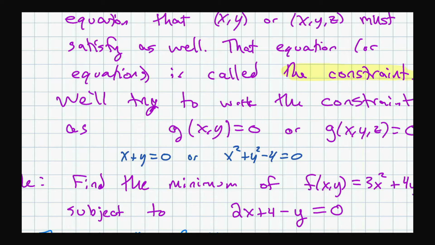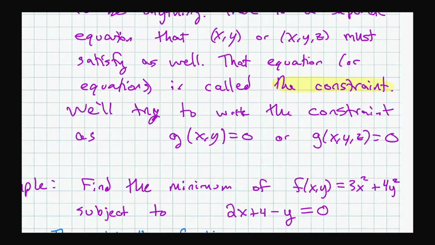Do you see? So whatever you have, you can always just move everything to one side of the equation and get a 0 over there on the right. And that's going to give you what we call the constraint. Okay, so we're going to just do one of these kind of naively without learning what Lagrange multipliers are first.